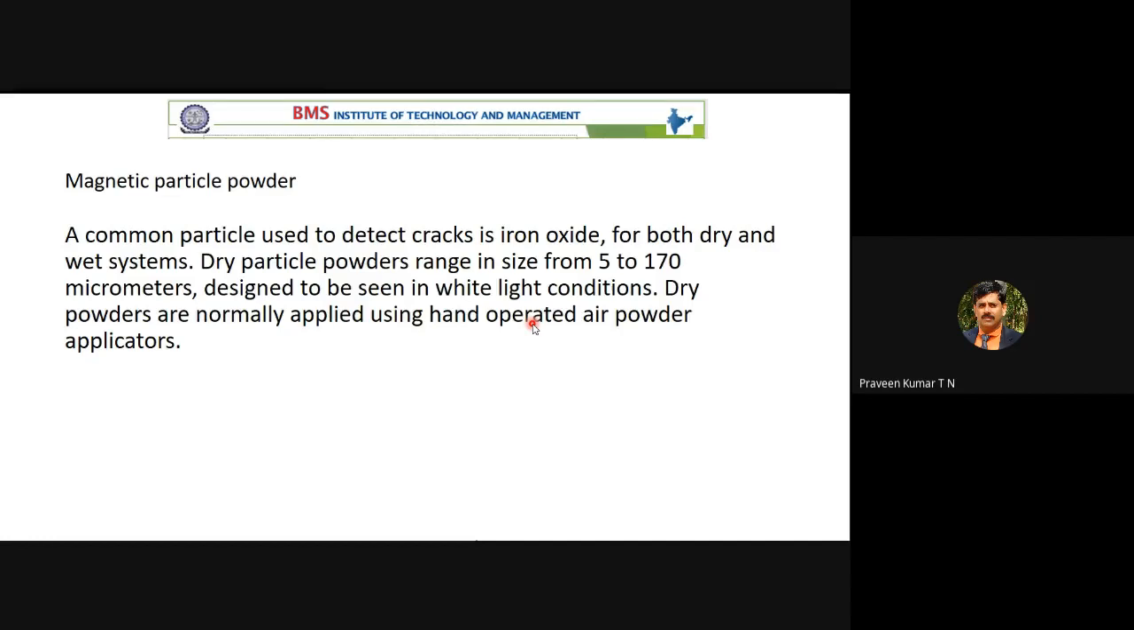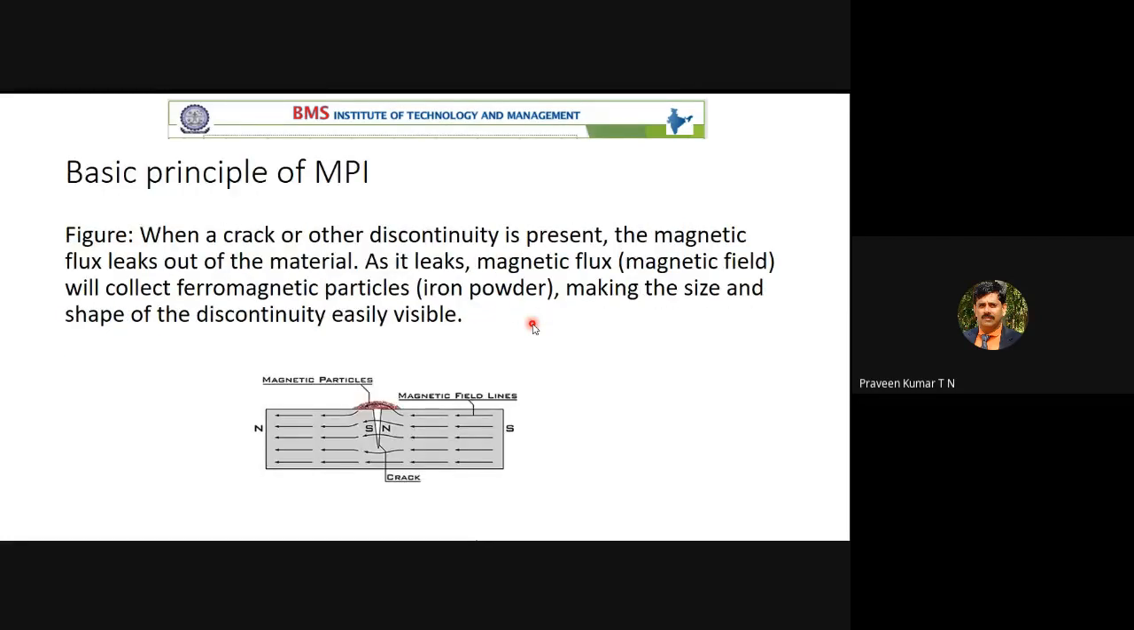In such cases, you have to use the wet powder. We can use the dry powder or wet powder, depending on what type of material, what the surface contour is, what the width and length of the material are, and whether it is flat or the surface is vertical. Depending upon that, you have to go for wet type or dry type.